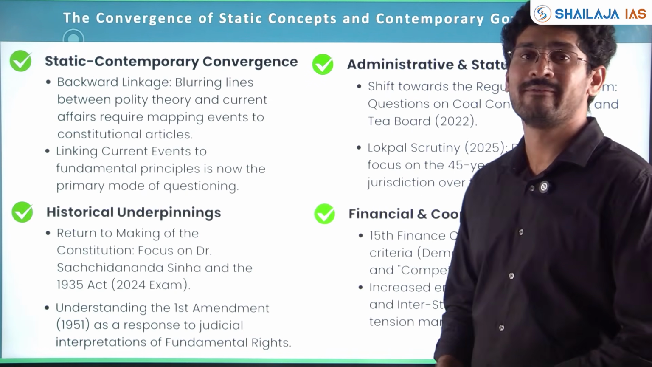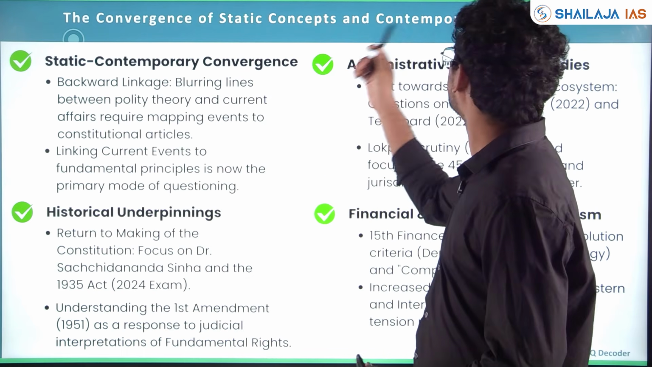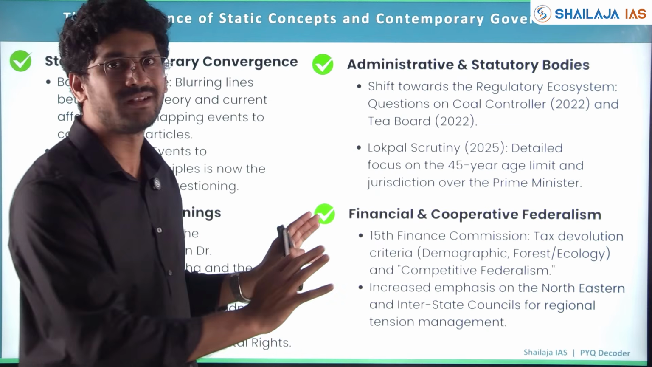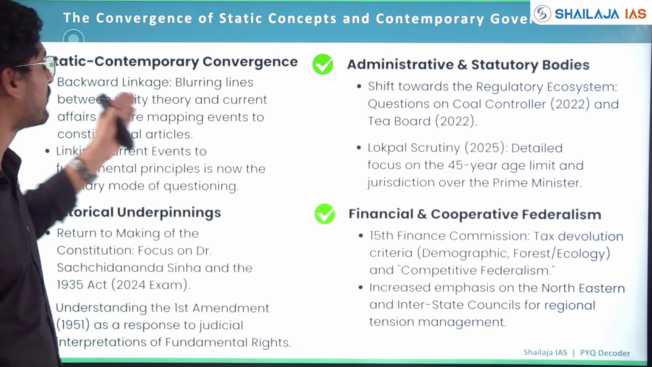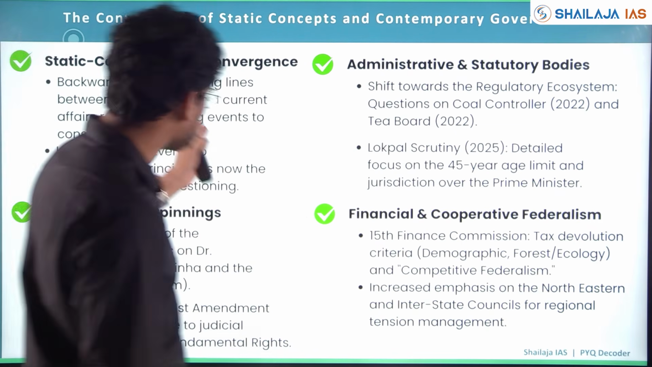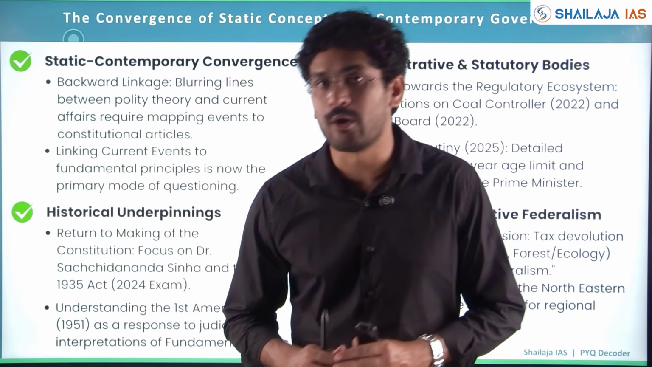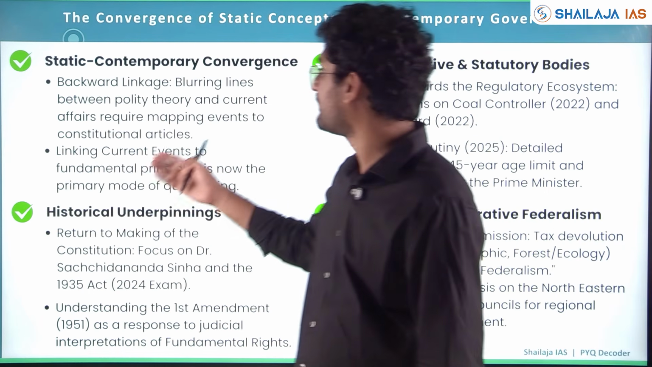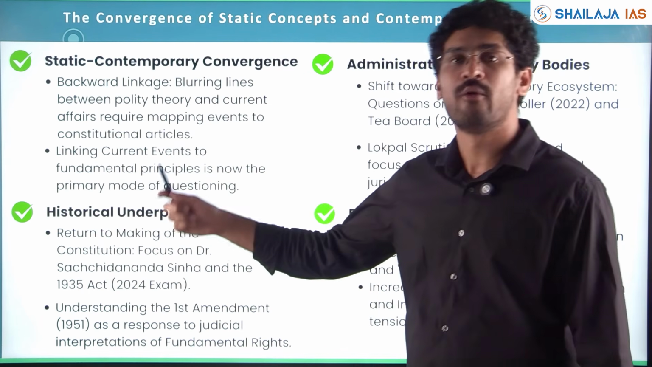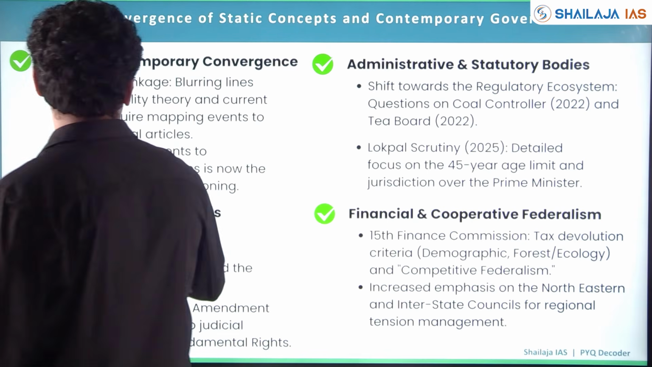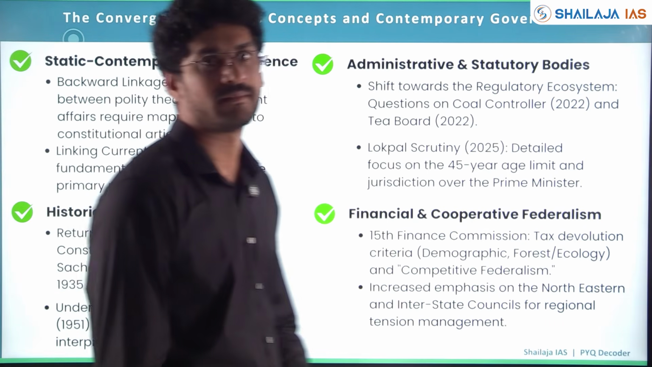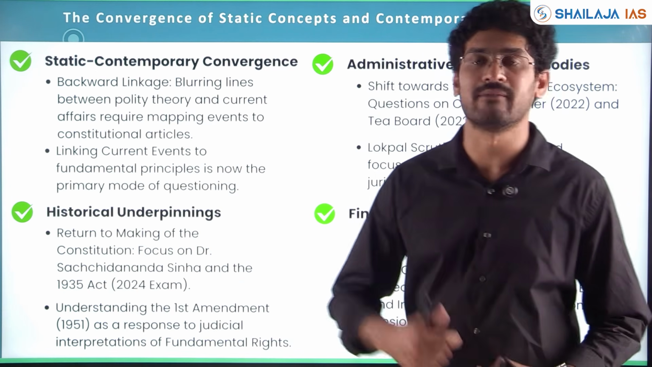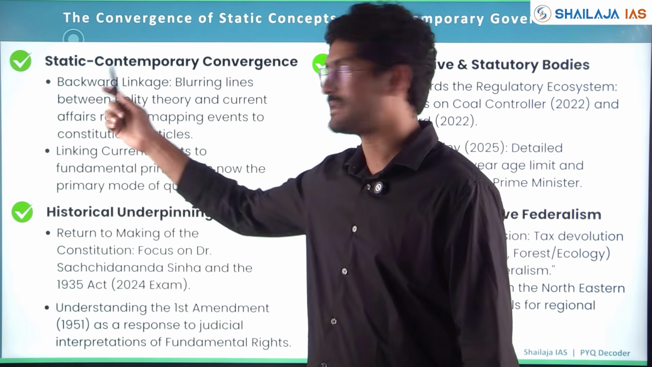Then, you have seen the convergence of static concepts and contemporary governance. I have just put what are all the things that have been asked. Okay, backward linkages. Okay, political theory, polity since independence, how our political system rolled after independence, and how fundamental principles have been linked to current events. Say financial friction between the Center and states, the river disputes, all this linked to static things.